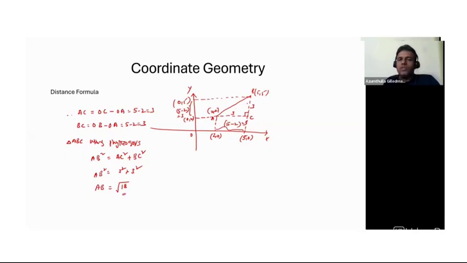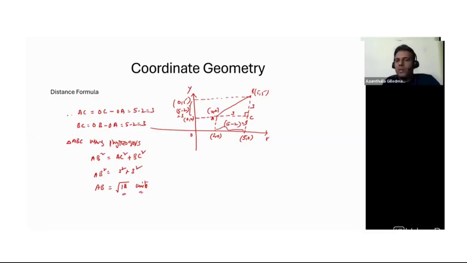So the distance between these 2 points A and B is square root of 18 units, whether it's centimeters or whatever. You understood? So how can we find the distance between 2 points? By drawing the perpendiculars onto the x-axis and y-axis. Then we know OA is 2 units and OC is 5 units. Then we can find this distance, and similarly we can find this distance. Then using Pythagoras we can find this. This is for the case of 2 specific points.